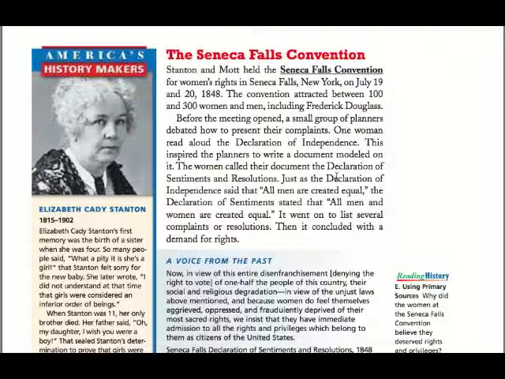Just as the Declaration of Independence said that all men are created equal, the Declaration of Sentiments stated that all men and women are created equal. It went on to list several complaints or resolutions. Then it concluded with a demand for rights.